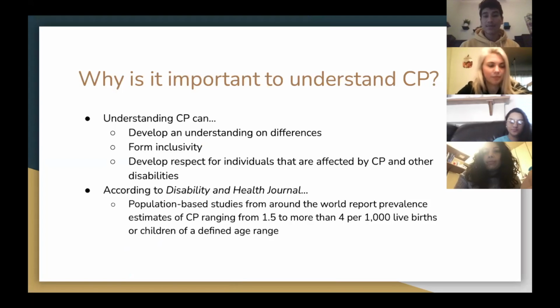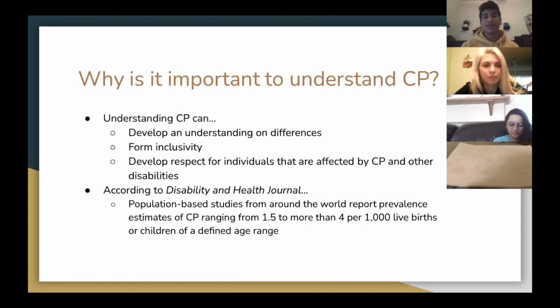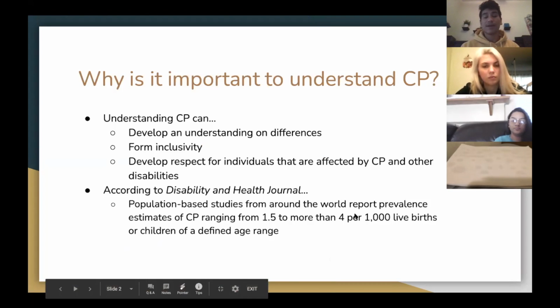So why is it important to understand CP? Understanding CP can develop an understanding of differences. It could also form a sense of inclusivity, and it could also help people develop respect for individuals that are affected by CP and other disabilities. According to the Disability and Health Journal, population studies from around the world reported that CP is estimated to range from about 1.5 to more than 4 per 1,000 live births of children of any defined age.